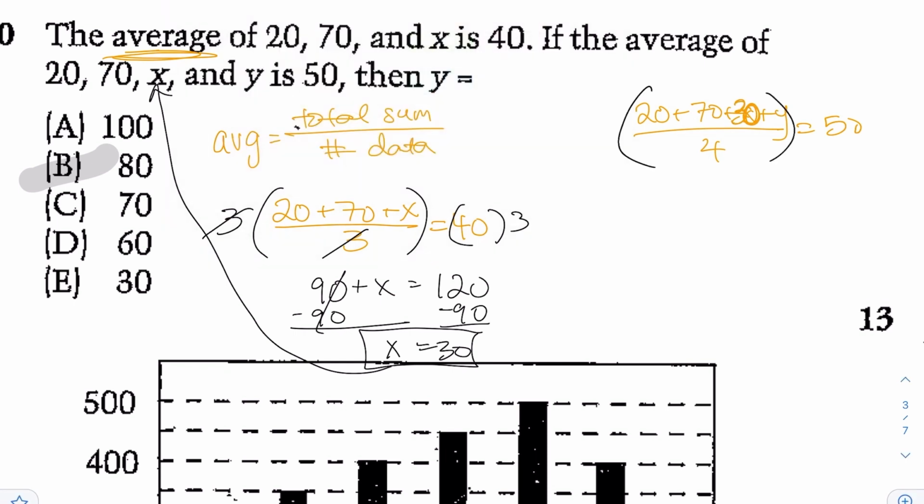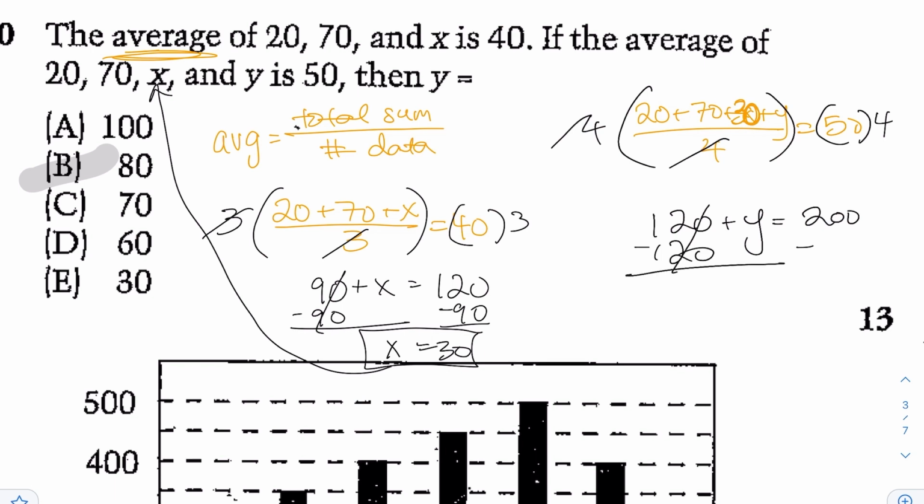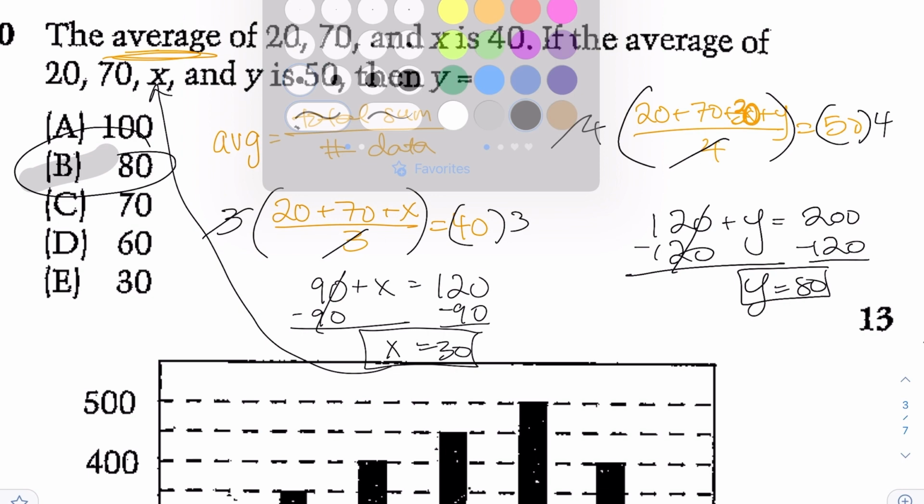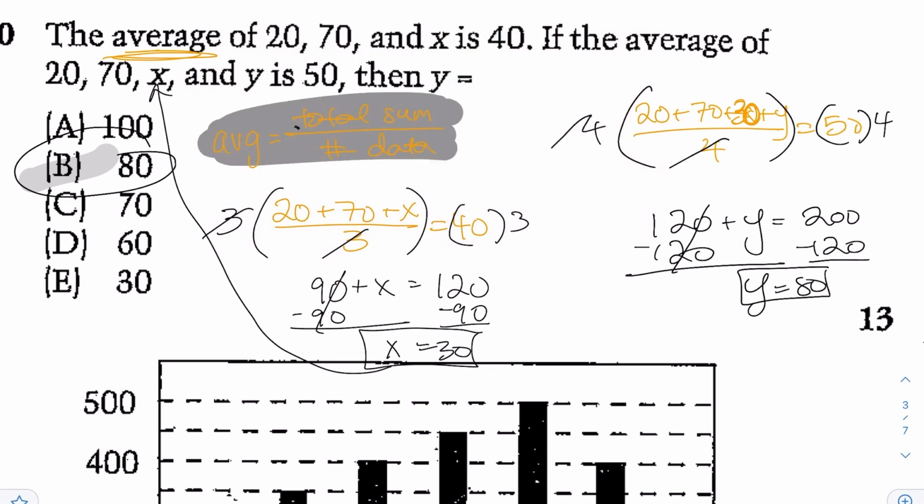If you multiply everything by 4, then you'll have 20 plus 70 plus 30, or 120 plus y, is equal to 200. That's 50 times 4. Then if you subtract 120 on both sides, you'll get that y is equal to 80. And that's choice B. So here we're just using the average formula, which states that the total sum divided by the number of data is the average. So we just have to use that twice to solve for y.